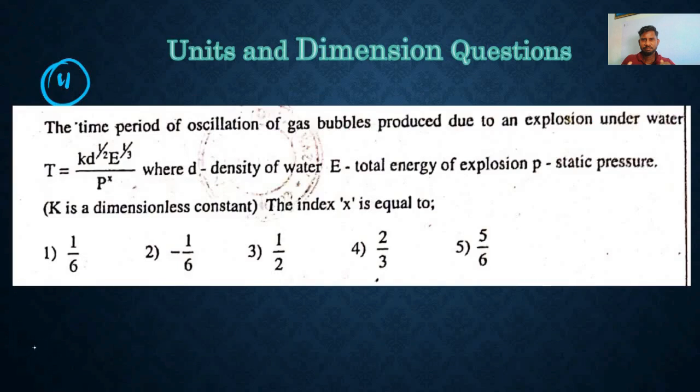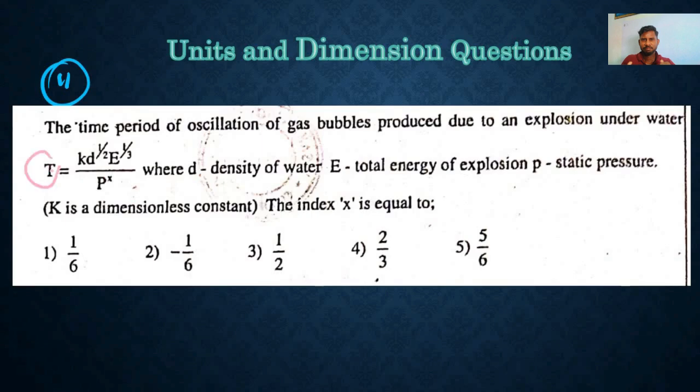Right, we are in the 11th question. The time period of oscillation of gas bubbles produced due to an explosion underwater, T is this, okay? We don't have to be alarmed about this thing, explosion, gas bubbles and stuff like that. It's simply a dimension question. So here they are asking us the index x, the index of x, right? This one they are asking from us.